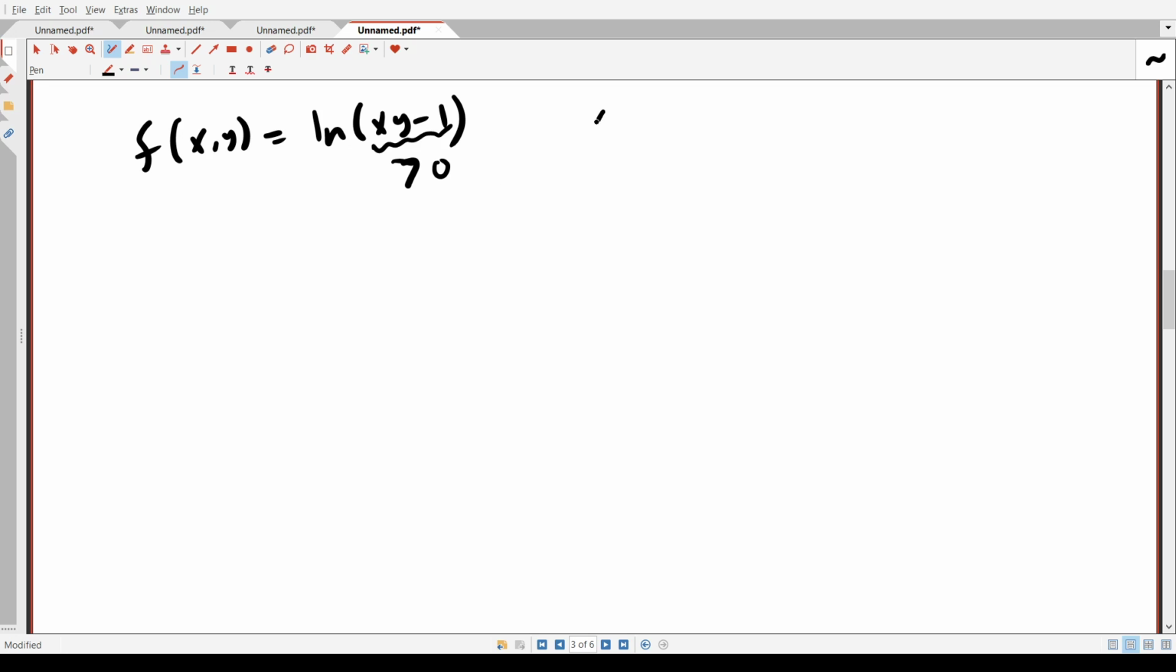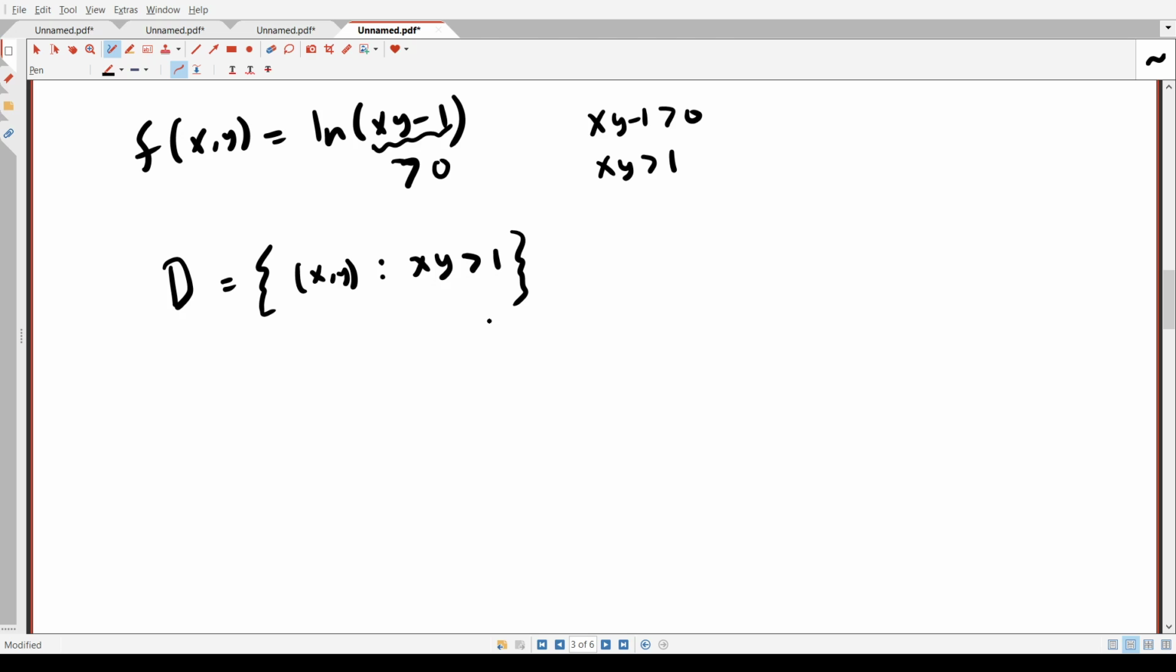So what does that mean? If xy minus 1 is bigger than 0, it means that x times y is bigger than 1. This is the condition that I need in order for this function to be defined. So my domain is going to be the set of all pairs x, y such that x times y is bigger than 1.